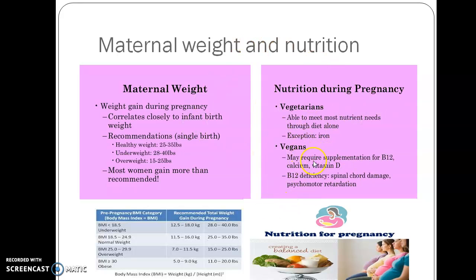So they must have supplementation for B12. B12 is only available in meat and eggs, and this should be supplied to both vegetarians and vegans. They should also be supplied with calcium because vegans do not consume dairy products, and also vitamin D. Vitamin B12 deficiency will lead to spinal cord damage and psychomotor retardation in the fetus.